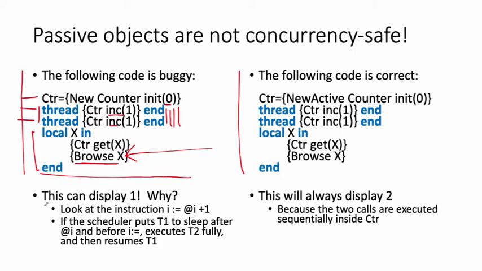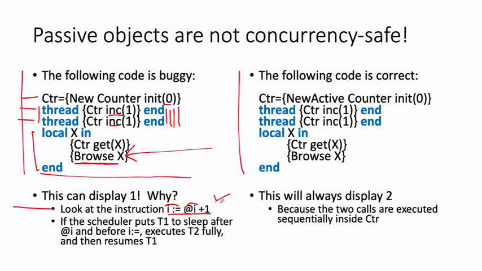So the code on the left is buggy. And to see how it works, look at this instruction. I gets the value of I plus 1. There are actually 2 operations here. There's a read and there's a write. Now, T1 and T2 will both execute this instruction.